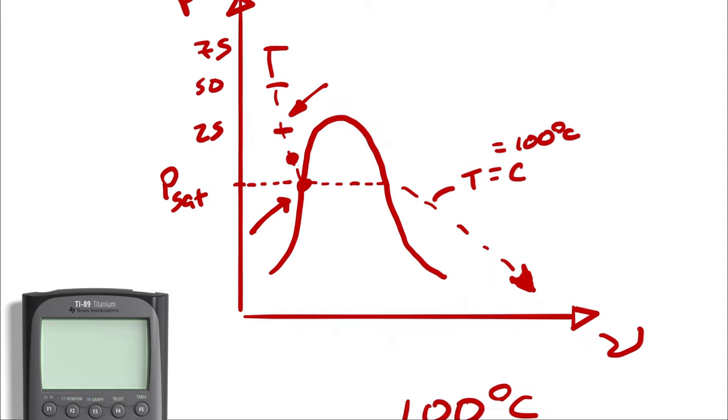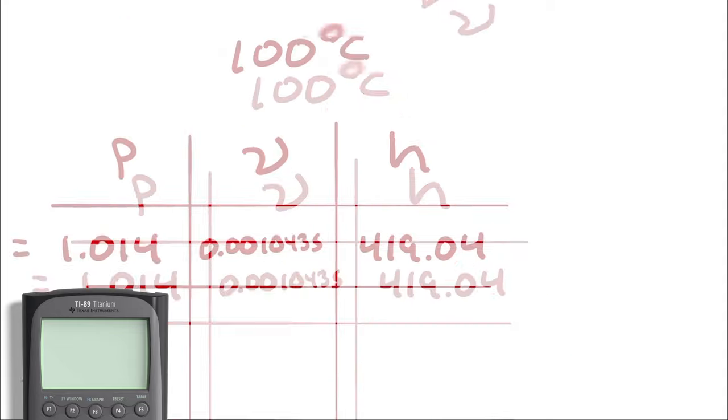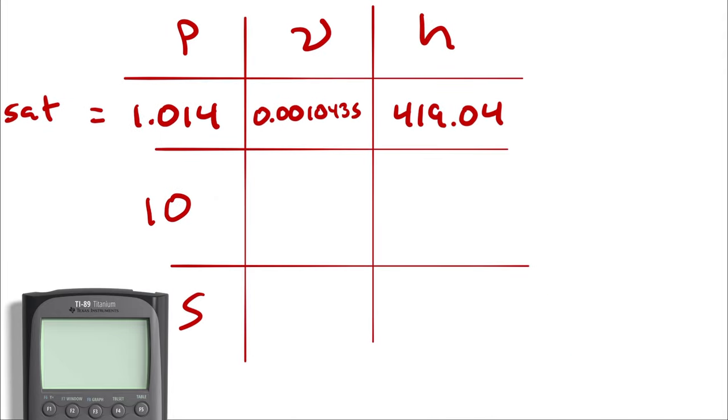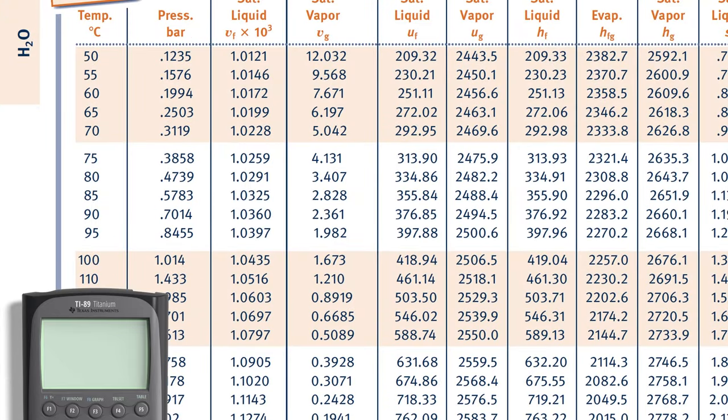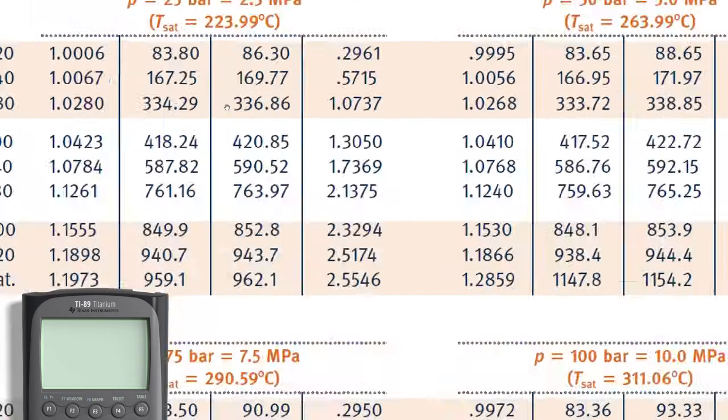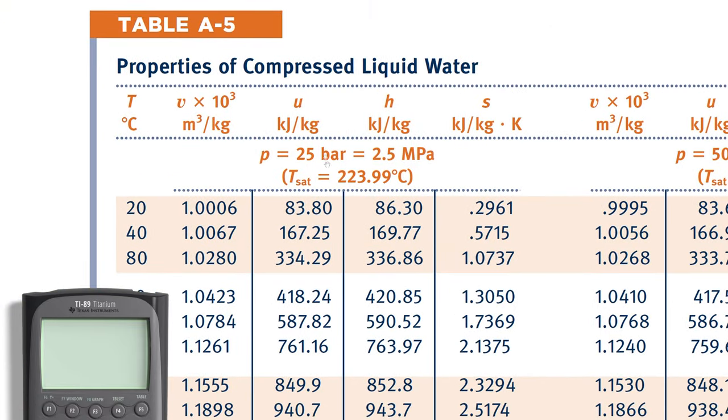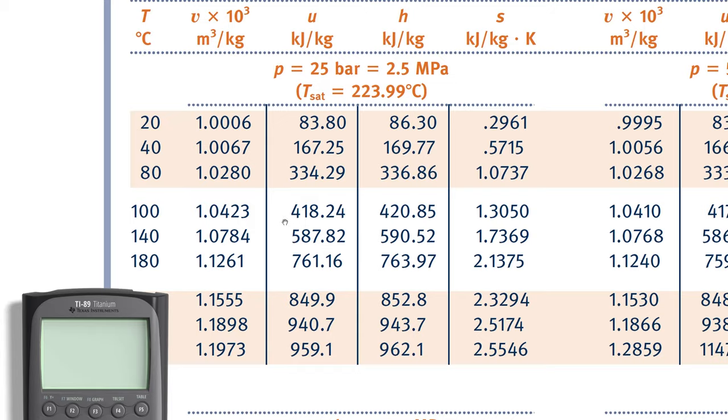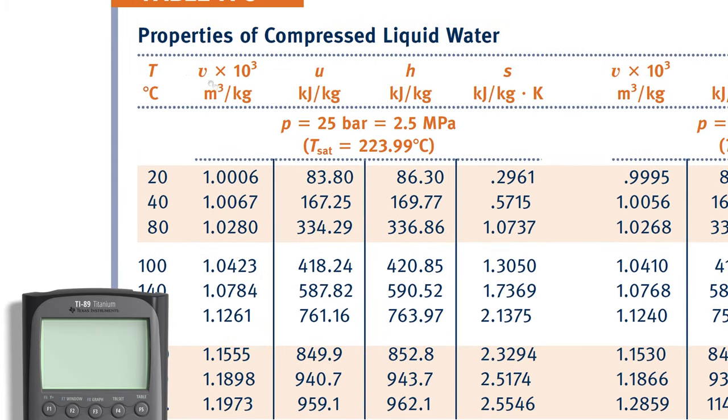The other one is going to come from the 25 bar table. So I'm going to go into our compressed liquid tables, find 25 bar, which by the way is only 25 because it was the lowest pressure subtable appearing on the compressed liquid water tables. I don't know if I actually said that aloud. And we're grabbing V at 100 degrees Celsius and 25 bar, which is 0.0010423.